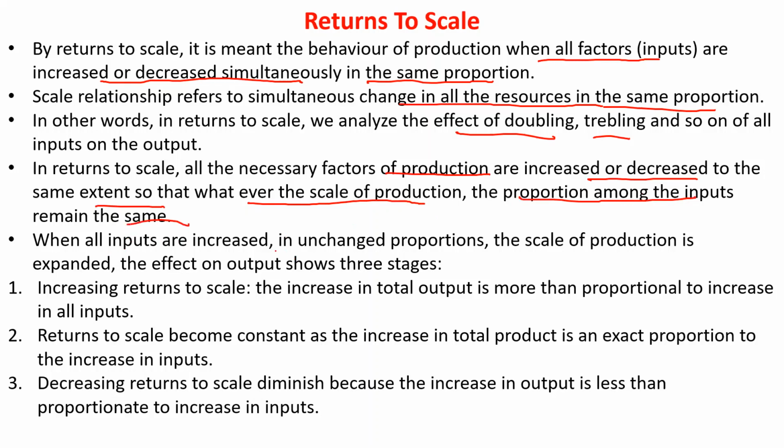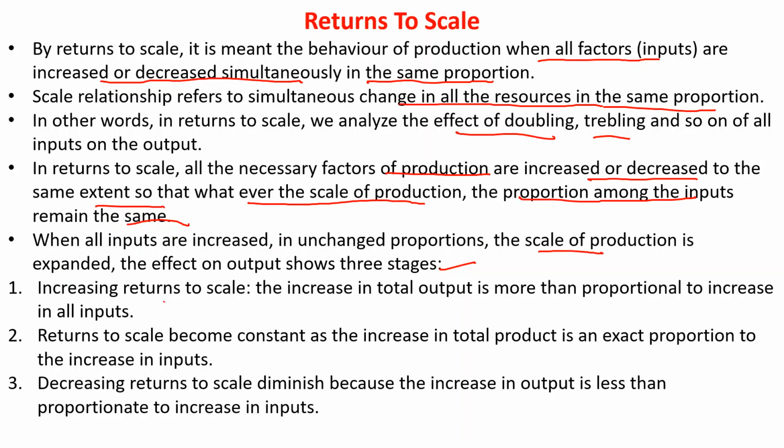When all inputs are increased in unchanged proportion, scale of production is expanded and the effect on output is shown in 3 stages. Now, अगर जो भी हम inputs है वो हम increase कर रहे हैं तो उसके साथ साथ आउटपुट भी इंक्रीज होगा, लेकिन वो 3 स्टेजेस को डिफाइन करेंगे, either increasing return to scale, decreasing return to scale और constant return to scale.